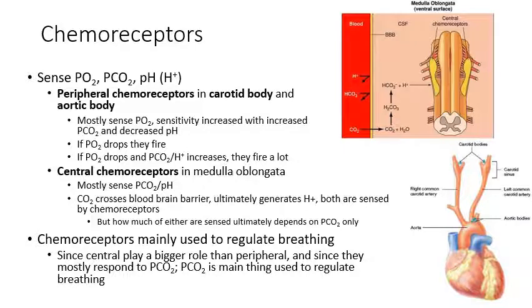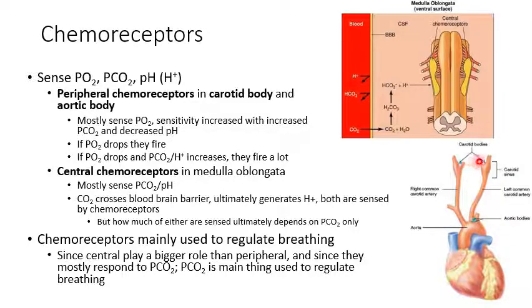So going back to those chemoreceptors, they're able to sense three things about the blood: the partial pressure of oxygen, the partial pressure of carbon dioxide, and the pH of the blood, which means the hydrogen ion concentration of the blood. Your peripheral chemoreceptors are located in the carotid bodies, which are found in your neck, where the carotid arteries branch, and then the aortic bodies, which are found on the aortic arch.